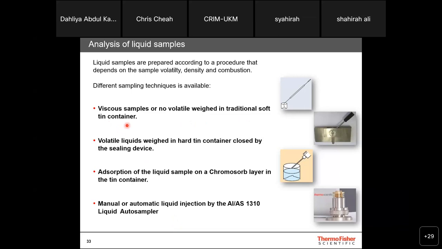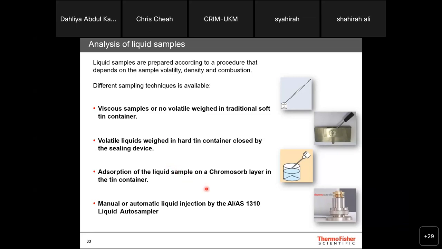Then we have volatile sample. Maybe you heard about pollution in our river water. If you want to determine the content of TOC in those river water, sometimes they may contain volatile material, so we can treat them as a volatile liquid. And this round, we need to use a slightly hard tin container. Why is soft tin container not possible on volatile liquid? Because we cannot close the capsule nicely, so it may get evaporated and the result turns out not repeatable.